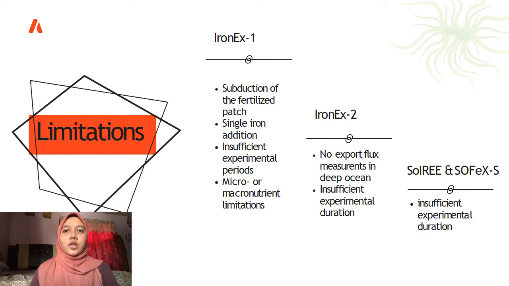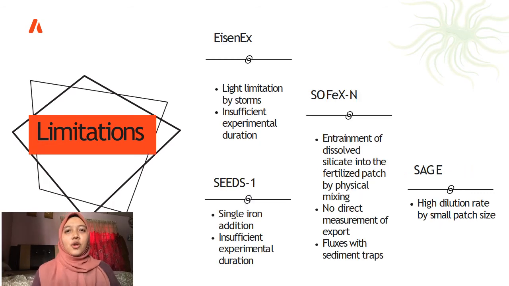Firstly, for IronEx 1, the limitations are subduction of the fertilized patch, single iron addition, insufficient experimental period to observe the full phase of biogeochemical response from the onset to termination after iron addition, and micro or macro nutrient limitation. For IronEx 2, the limitations are no export flux measurement in the deep ocean and insufficient experimental duration. For SOIREE and SOFeX-S, the limitation is insufficient experimental duration. Following for EisenEx, the limitations are light limitation by storms and insufficient experimental duration.